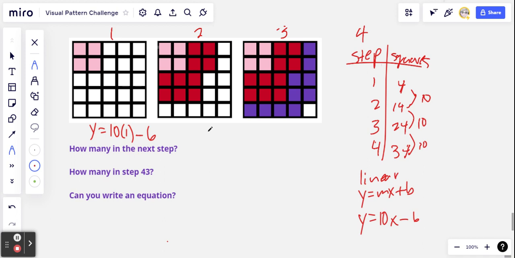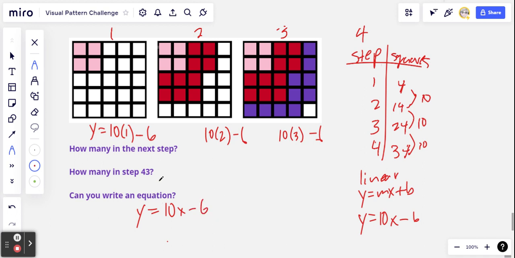You might want to test it, see if it works in other steps. So 10 times step 2 minus 6, that'd be 20 minus 6, which is 14. That's what we've got there. And in step 3, 10 times 3 minus 6, that would be 30 minus 6 is 24. Yep, that's what we've got there. So this equation looks good. y equals 10x minus 6.